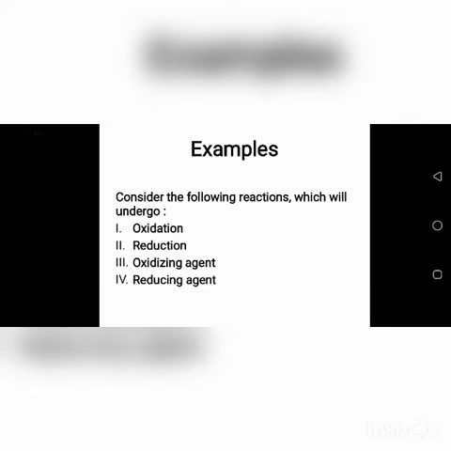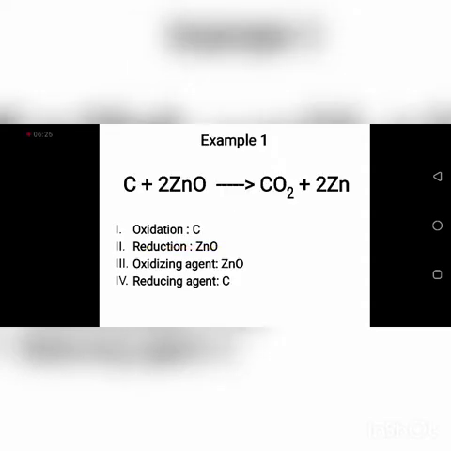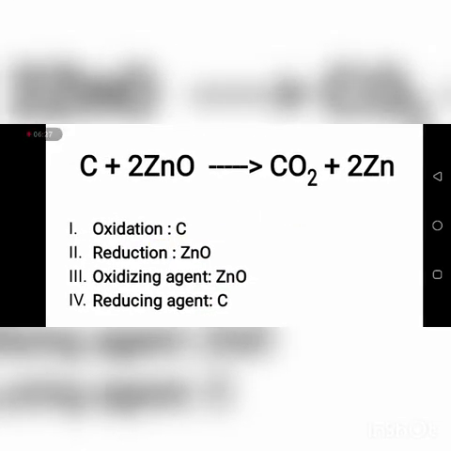Consider the following reactions, in which we want to identify the species undergoing oxidation, reduction, the oxidizing agent, and the reducing agent. Look at this reaction: zinc oxide is reacting with carbon to give carbon oxide and zinc metal. How can you go about it?